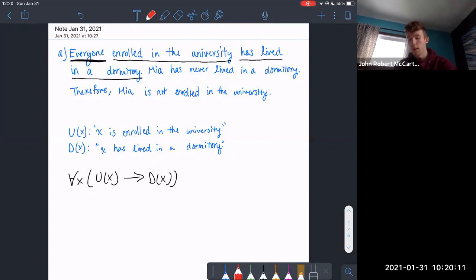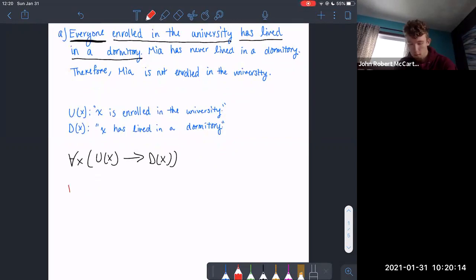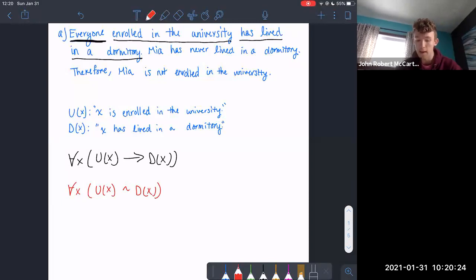Suppose instead of using the implication, the only other choice we would really have here is the and connective. So what if we did use and? Well, what is this saying? This is saying that for all x, u of x and d of x are true, or in other words, everyone has enrolled in the university and everyone has lived in a dormitory. But this isn't really what we want to say because this definitely isn't true for everyone. What we want to say is that if you've enrolled in the university, then you definitely lived in a dormitory.